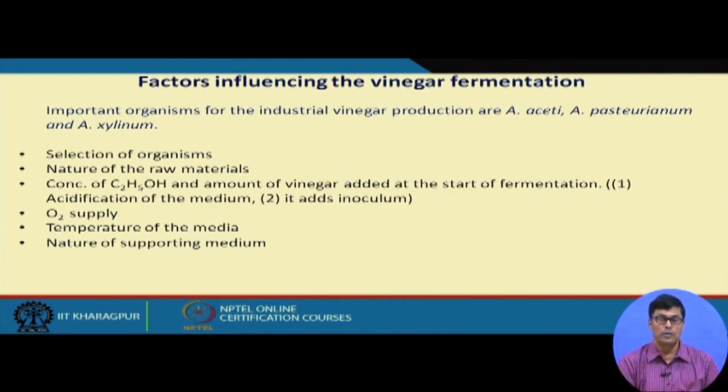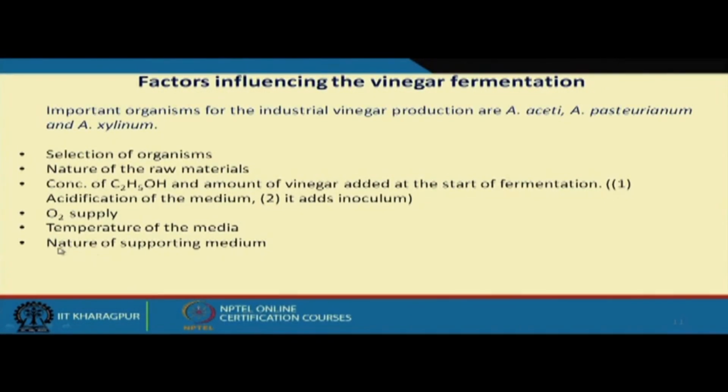We know there are two types of process: your organism can grow freely suspended in the liquid and produce acetic acid, or we can immobilize the cells on a solid matrix and pass the material through this immobilized solid matrix. When it passes through, ethanol is converted to acetic acid. So the supporting material is where the organism fixes on the surface of the solid matrix.